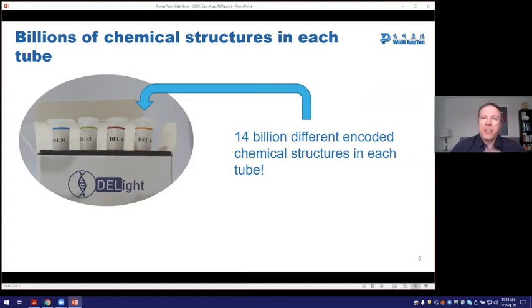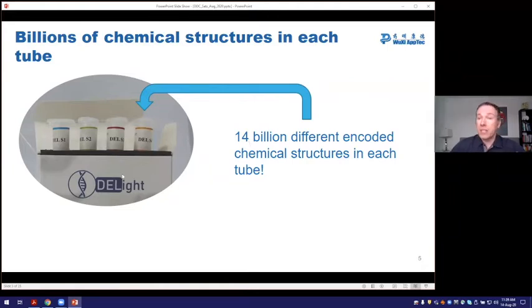And in this case, in the picture that I'm showing you here, we have a DEL kit. And in each one of these tubes, we have a mixture of 50 different DELs that we have made, for a total of 14 billion different encoded structures. And we have 4 tubes because we have an essentially identical copy of these 14 billion structures in each one of these tubes. And that allows you, who receives the kit, to then run a screen underneath 4 different conditions using these 14 billion different structures.